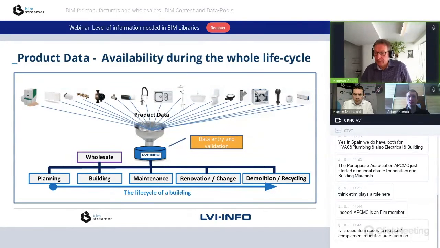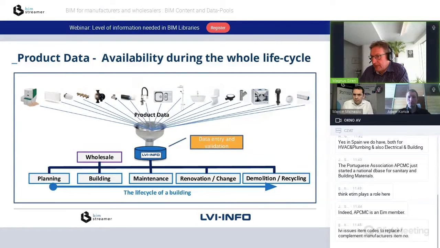Later on in the life cycle, of course, comes the renovation or change, if the purpose of the building changes or there are some big modifications. It's very important that you find what kind of products are already installed, if you need more of them, or if you need to replace something, or you need to check if the ventilation machinery, for example, can take all these changes, or you need to update or upgrade. So there's a lot of data needed from the product data.